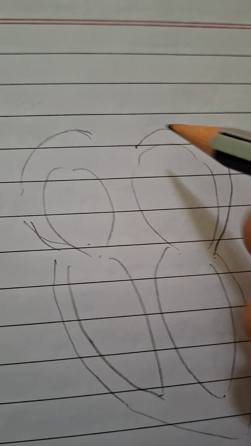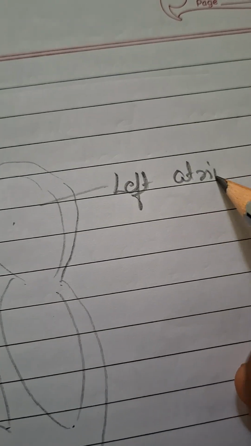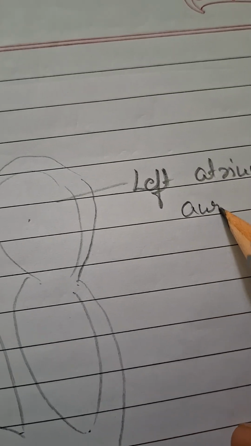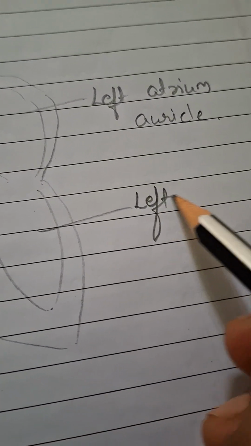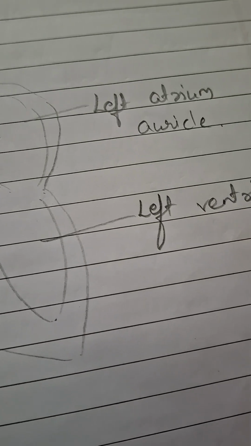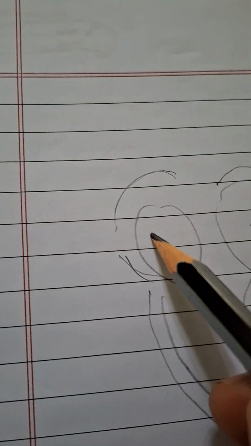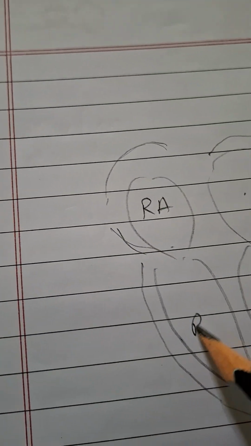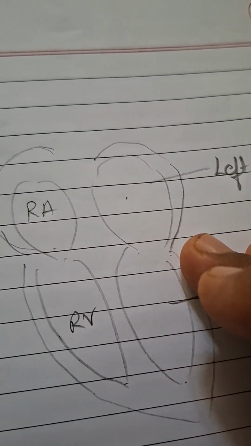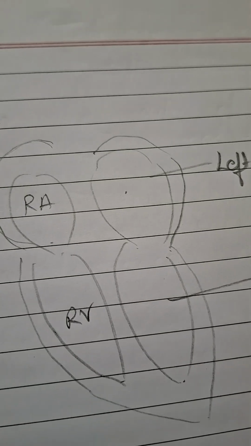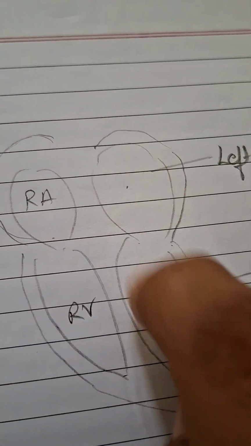Okay, now again I am telling, this is left atrium, left atrium or auricle. Both are the same names. If you go for some books, you will see this name. And this is left ventricle. Okay, so this one is a right atrium, a right ventricle. Hope the chamber names are almost clear to you. So human heart has four chambers: 1, 2, 3 and 4.